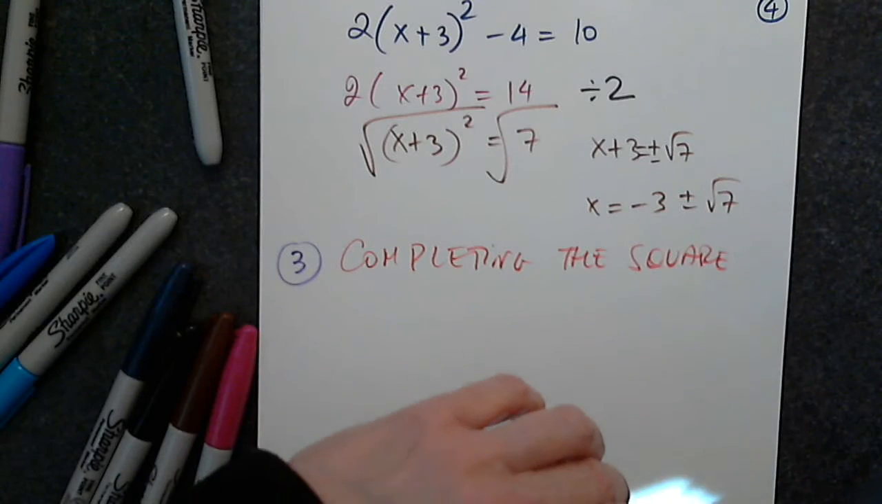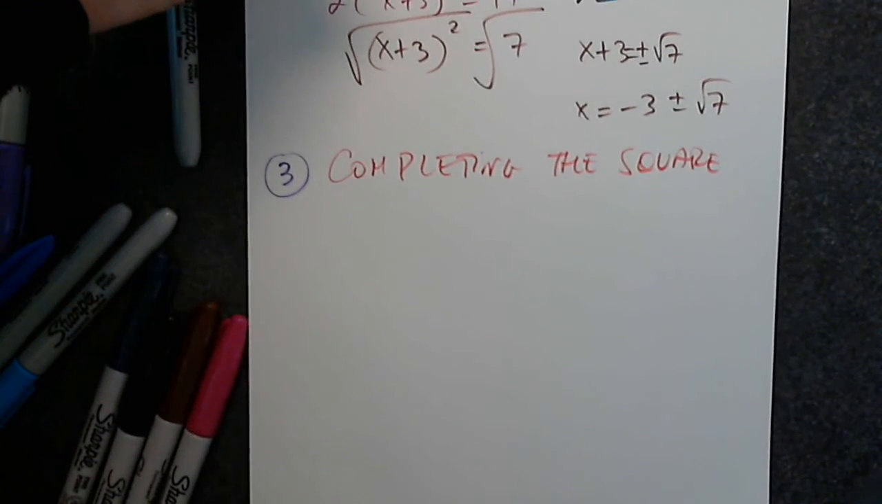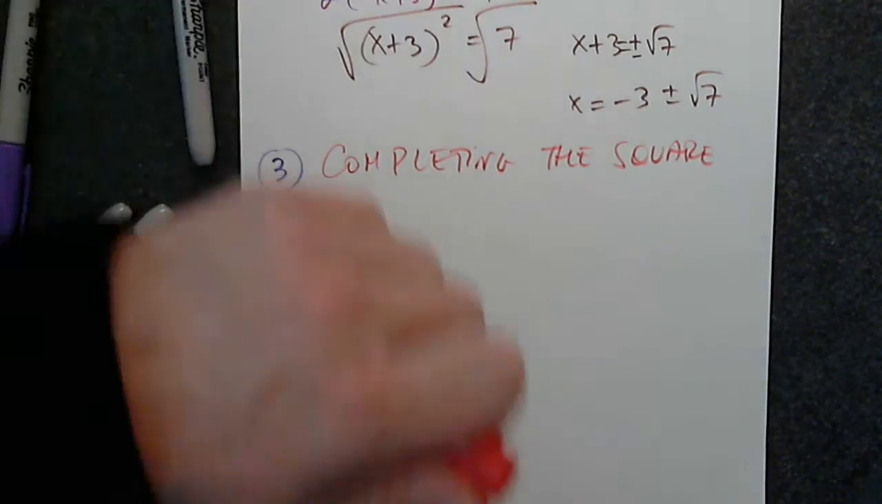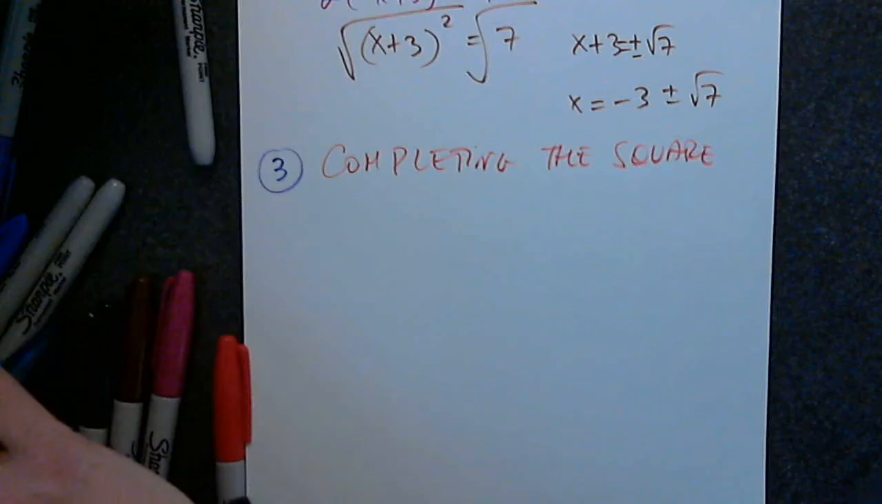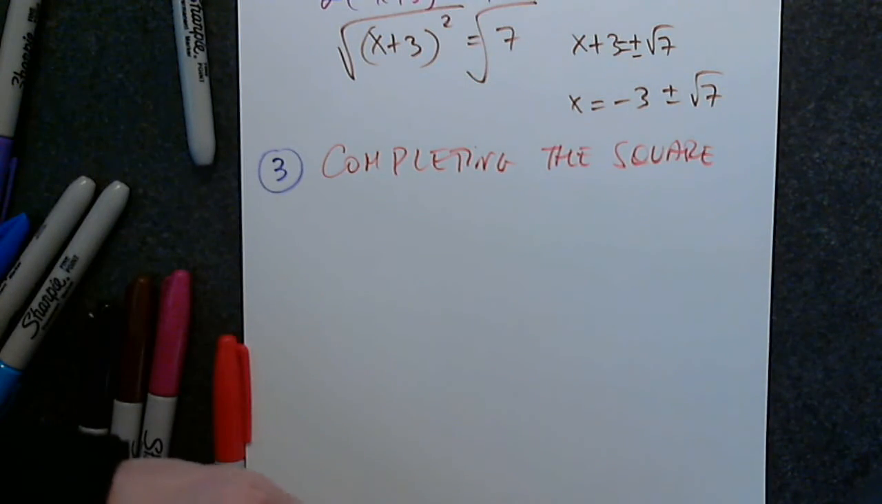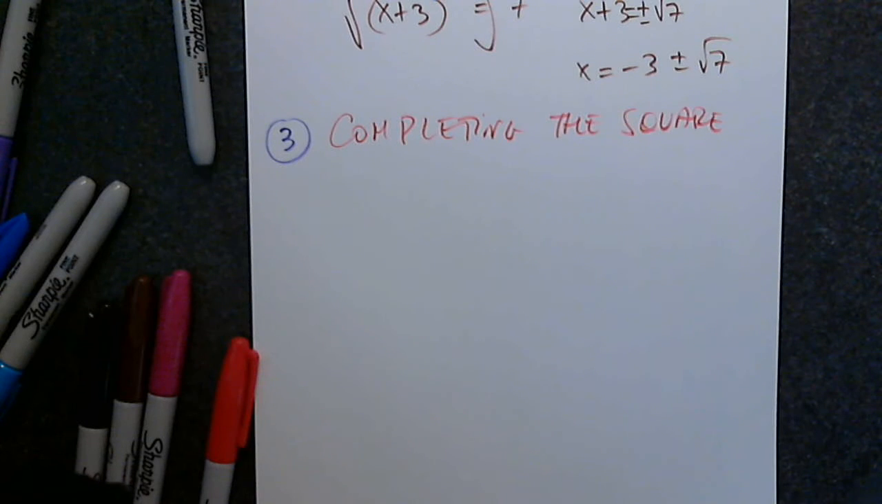So completing the square alone will not solve a quadratic equation. I have to give it a heads up. It will not solve a quadratic equation. We have to go back and take square roots. But let's see what's behind the method. What does it mean? What am I trying to do and why?